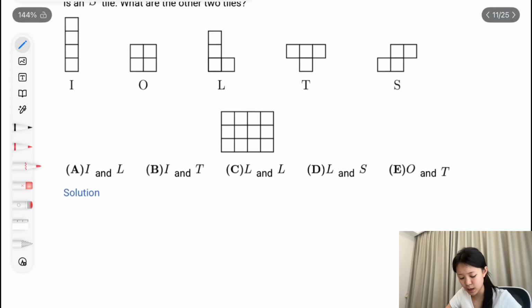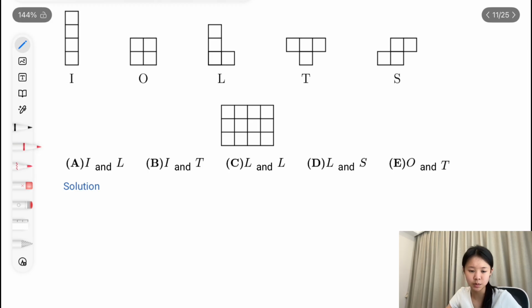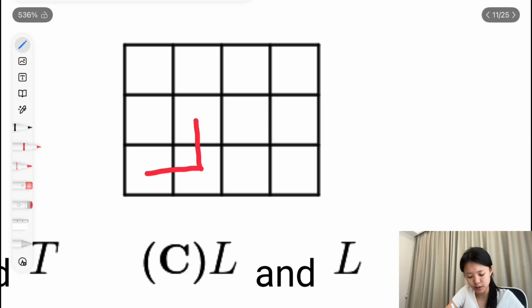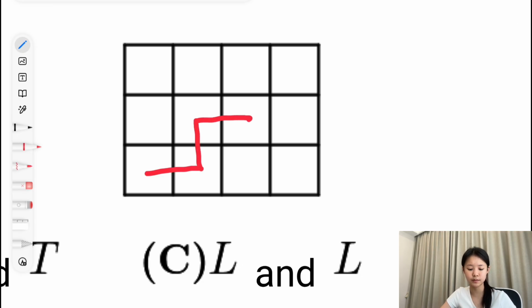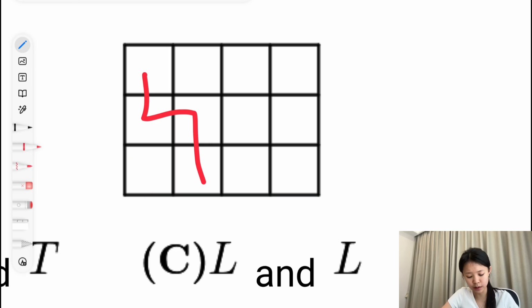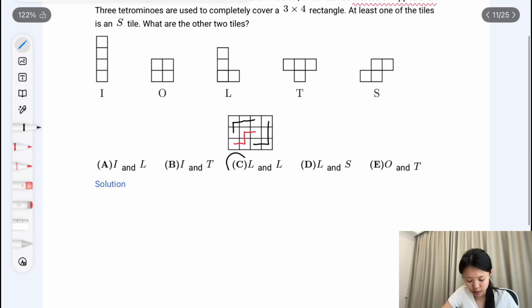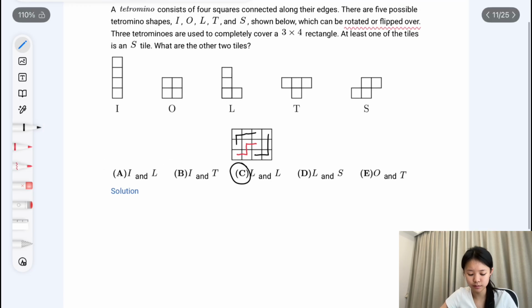So for these types of questions, we only need to find one possible solution, since they only ask for one solution. So we can be lazy here and just choose this and try a lot of different ways. Obviously, we can't put it like this because otherwise you can't put anything here. So we'd have to put it somewhere like this. And that would mean the other two shapes could be two L shapes, and that would fulfill the requirements. So therefore, we can choose answer C, which is L and L.